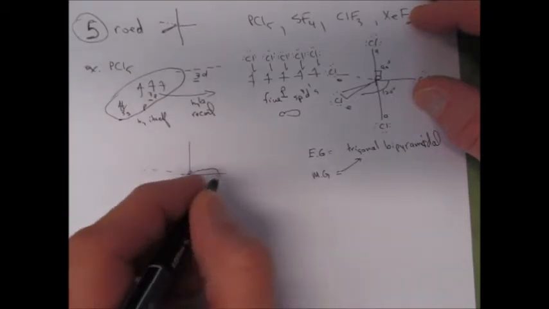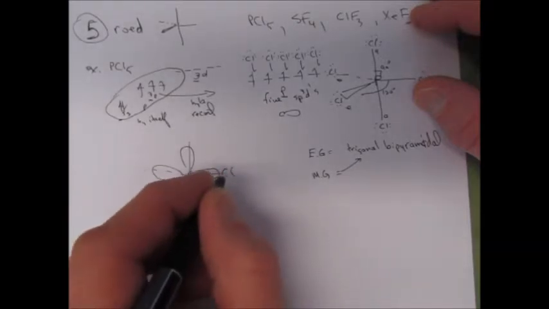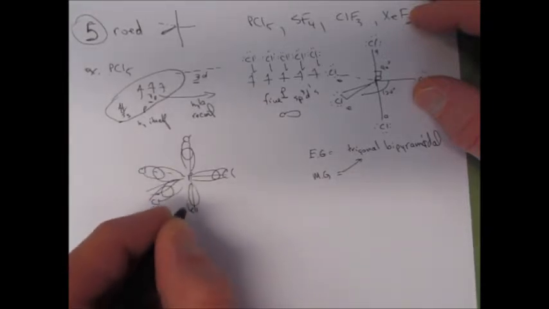To show the bonding, you would draw the same diagram, but this time you would show pictures of your hybrid orbitals. And then each chlorine would also have its own hybrid orbital overlapping.